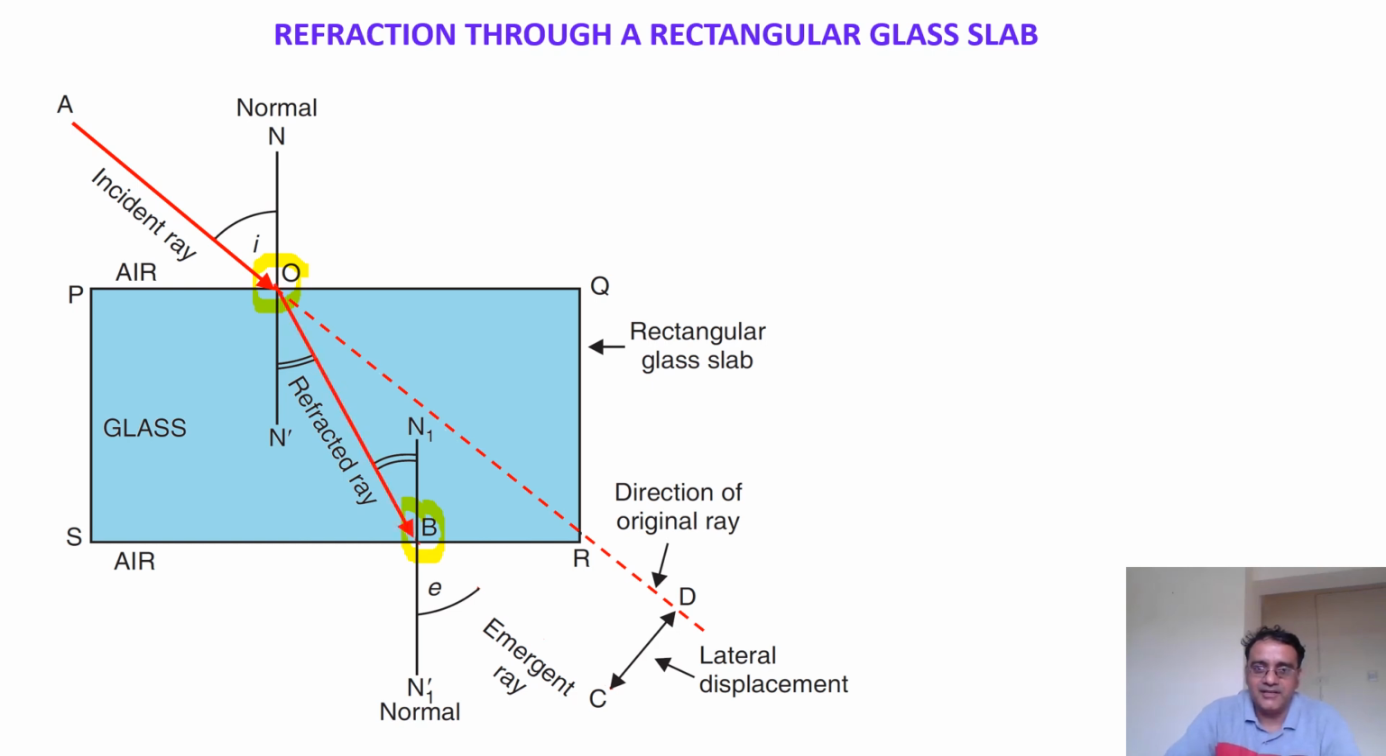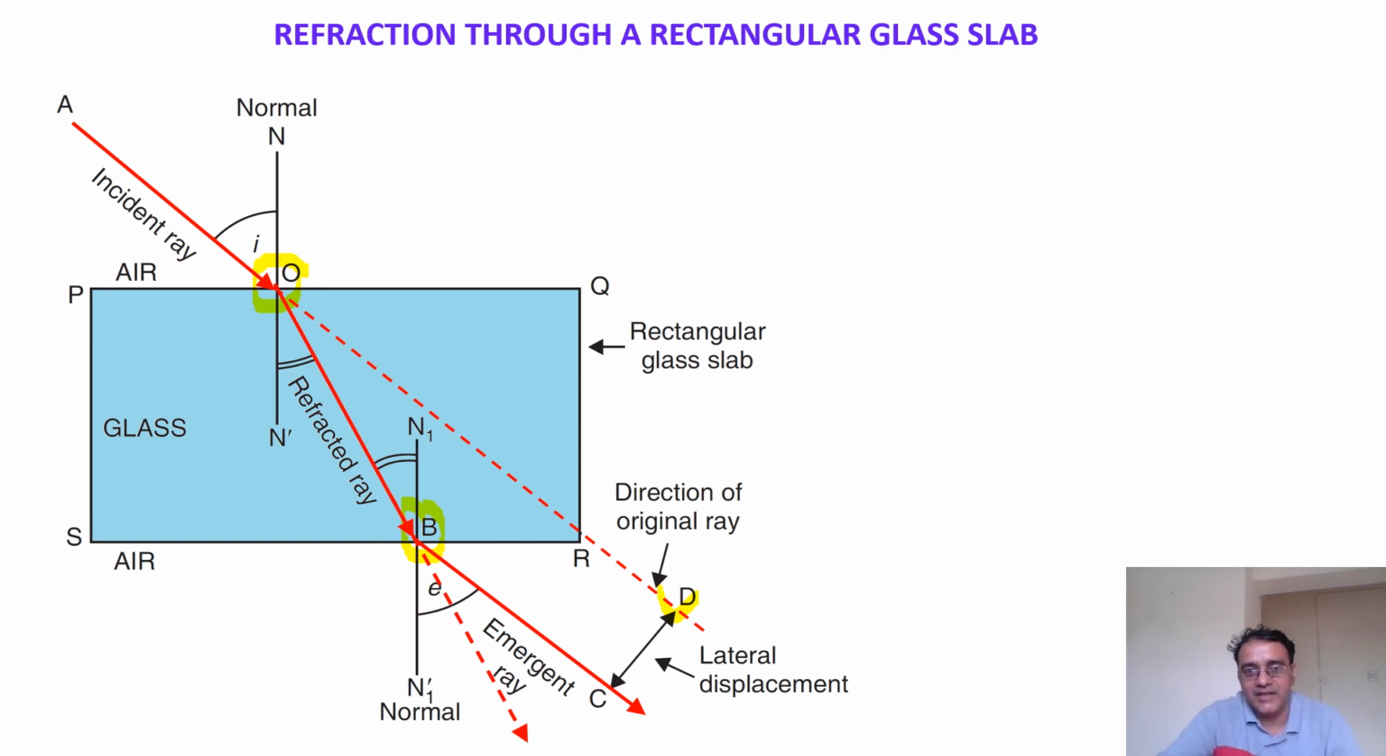So OB is the refracted ray. Now at point B, it will again become incident, the original ray being OB. Okay. Now light is coming from denser to rarer medium. So the rule says that it will bend away from the normal.